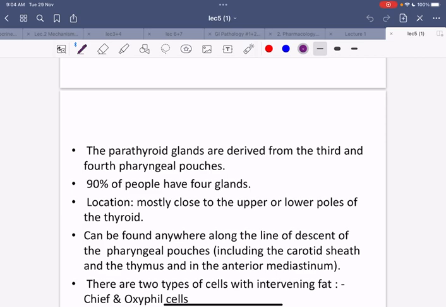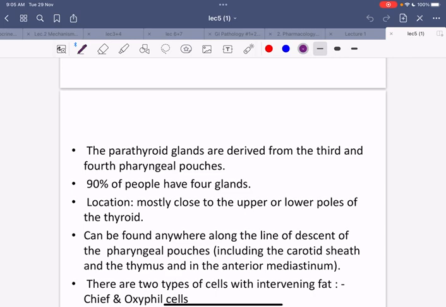Mostly, the most commonly or the normal location, زي ما حكينا, close to the upper and the lower poles of the thyroid posteriorly. It can be found anywhere along the descent of the pharyngeal pouches, carotid sheath, abnormally located in the carotid sheath, the pharyngeal, the thymus, and the anterior mediastinum. So sometimes they descend more than expected until they reach the thymus, which is behind the sternum, and the anterior mediastinum. Normally, they are located posteriorly to the thyroid, and they are embedded within the capsule of the thyroid.